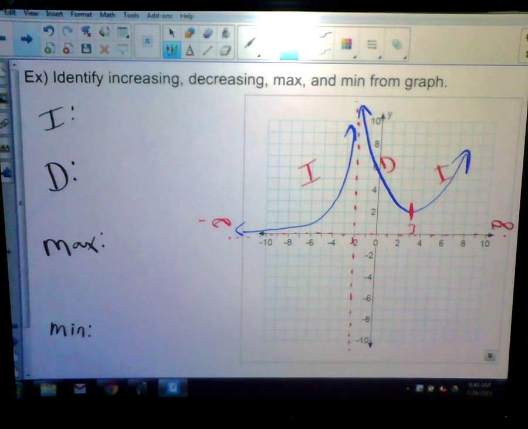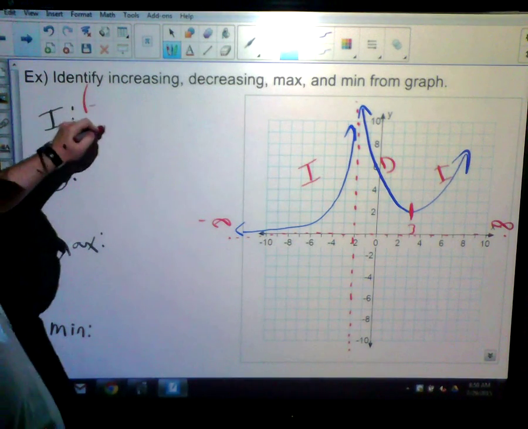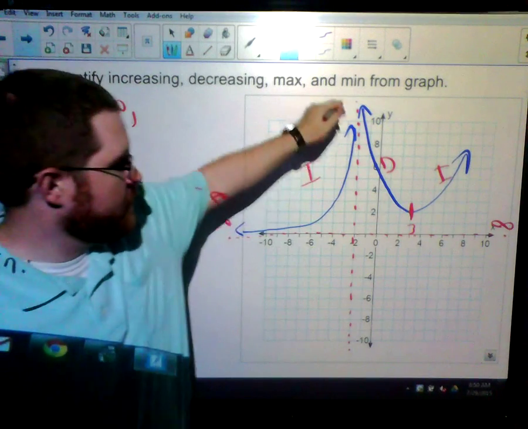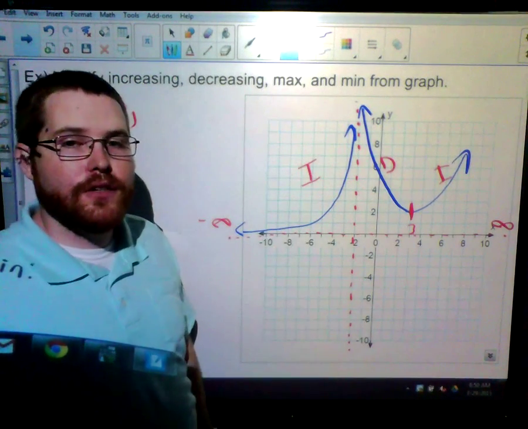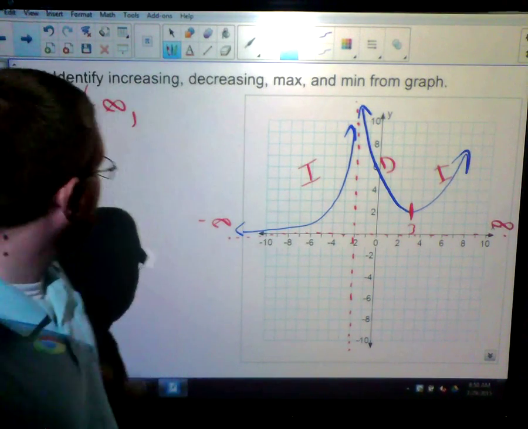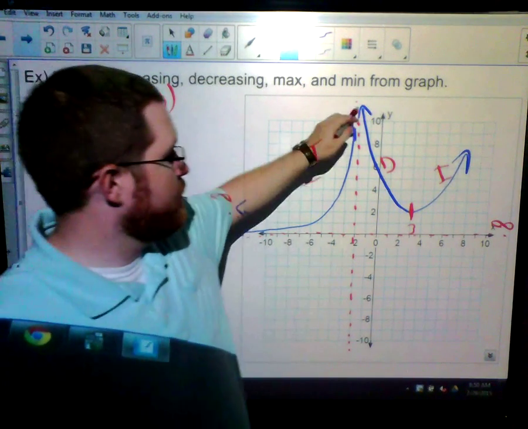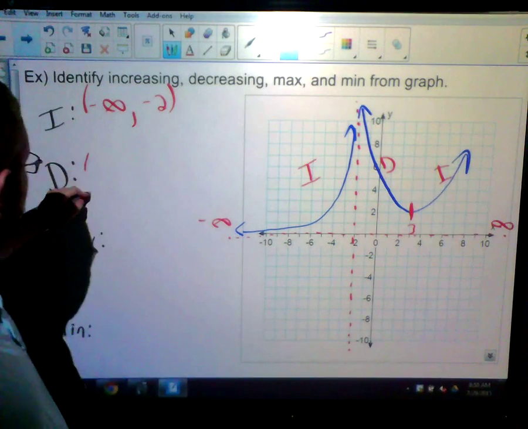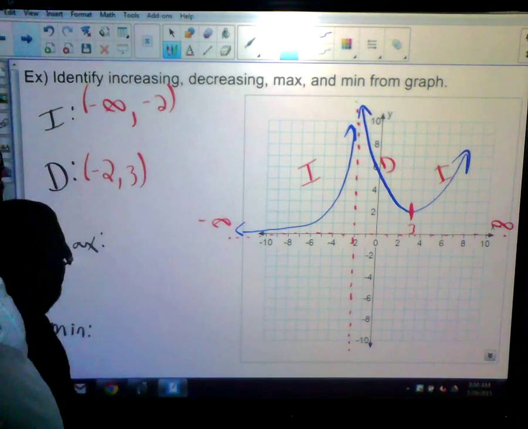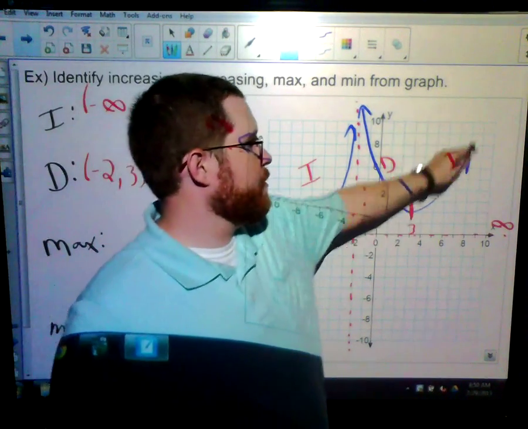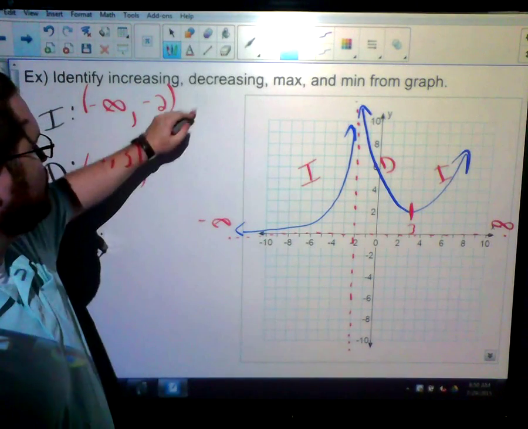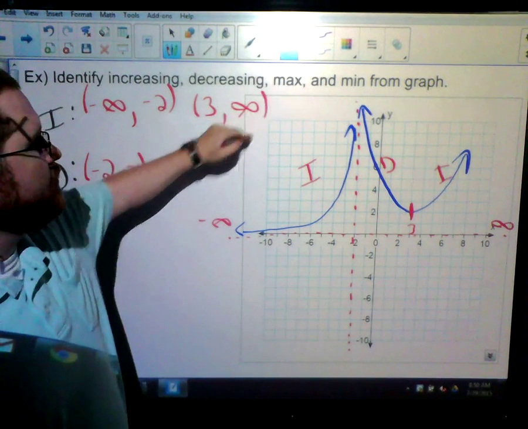So let's write this out. It starts increasing from negative infinity to this asymptote. This asymptote, it stops increasing. Well, what's the asymptote? -2. Then it decreases from -2 to 3. Then it starts increasing again from 3 on over to the right side, which means 3 to the right side is infinity.